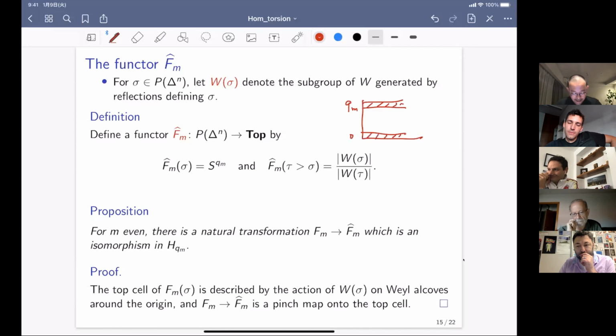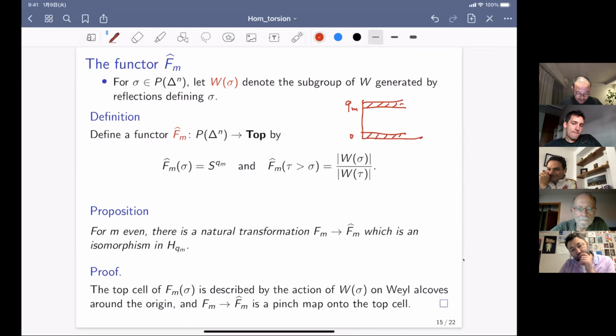And actually, we have this proposition. If m is even, then there is a natural transformation from F_m into F_m hat, which is an isomorphism in the top homology. And this is also one of the consequences that we can control the top cell of F_m(σ).